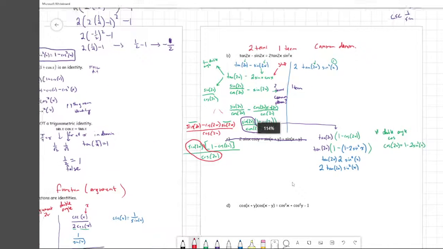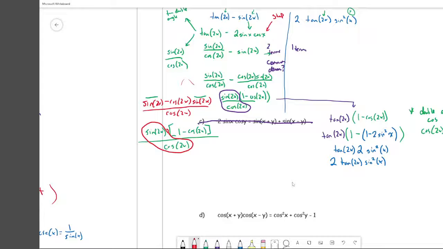There are a couple of things you need to do when you're thinking about an identity. In this question, one side is going to be a single term, whereas on the other side we have two terms. So we know that sooner or later something's going to have to cancel, maybe use a common denominator like we did in a previous question, or we're going to have to expand these formulas and try to get them to look more similar.